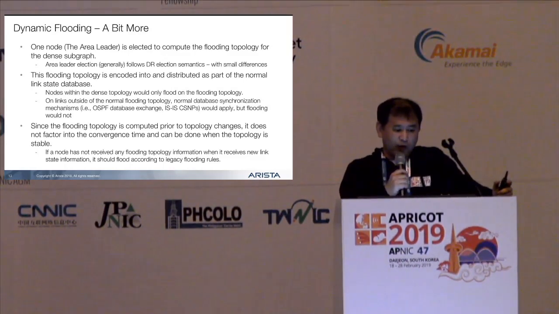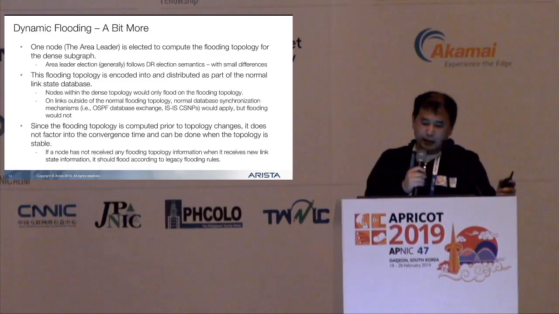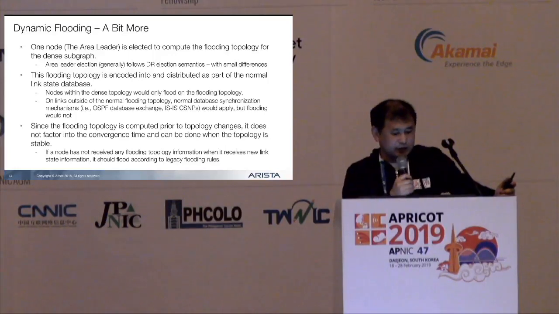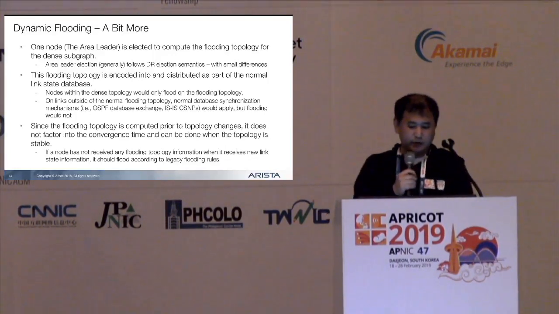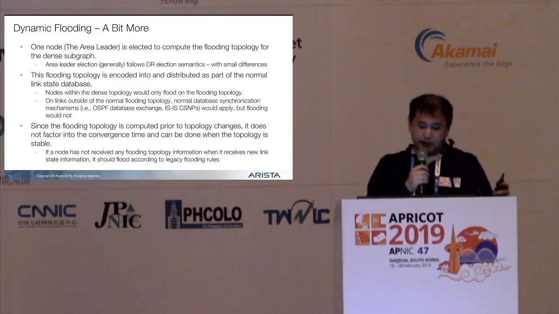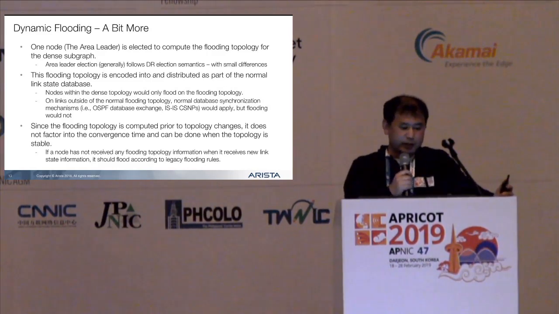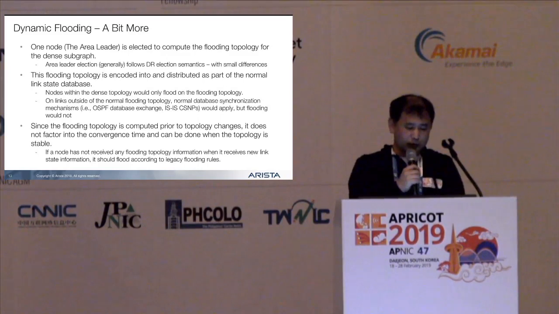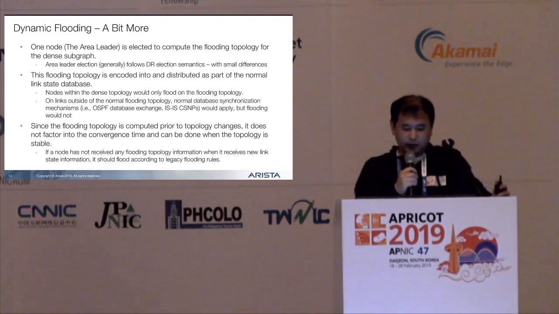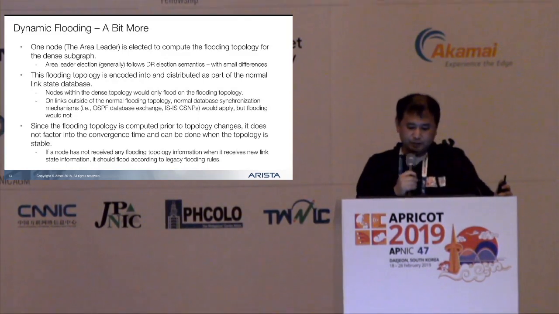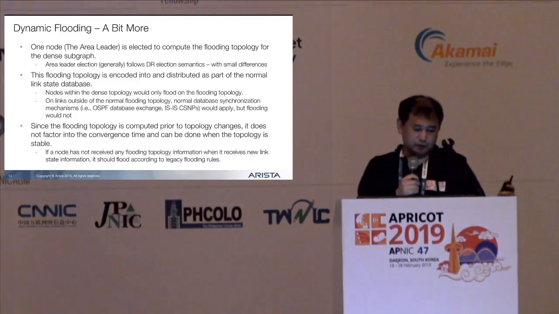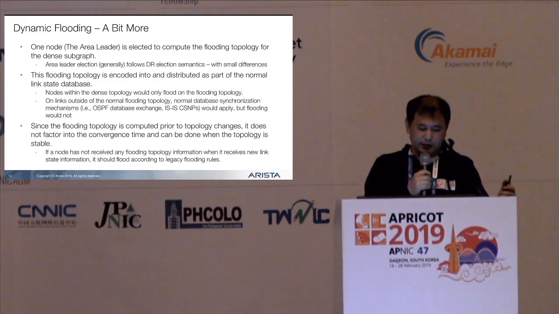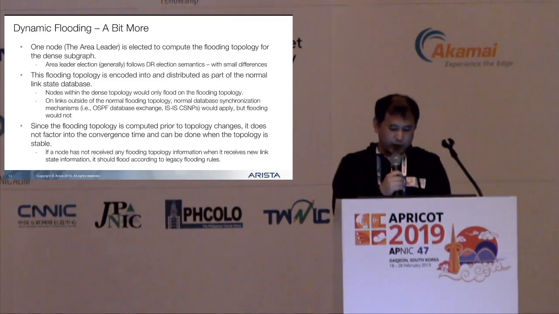Dynamic flooding. One node, called the area leader, is elected to compute the flooding topology for the dense subgraph. Area leader election generally follows the DR election semantics with small differences. The flooding topology is encoded and distributed as a part of the normal link state database. Nodes within the dense topology would only flood on the flooding topology. On links outside of the flooding topology, the normal database synchronization mechanism would apply, but flooding would not. Since the flooding topology is computed prior to the topology change, it does not factor into the convergence time and can be done when the topology is at scale.